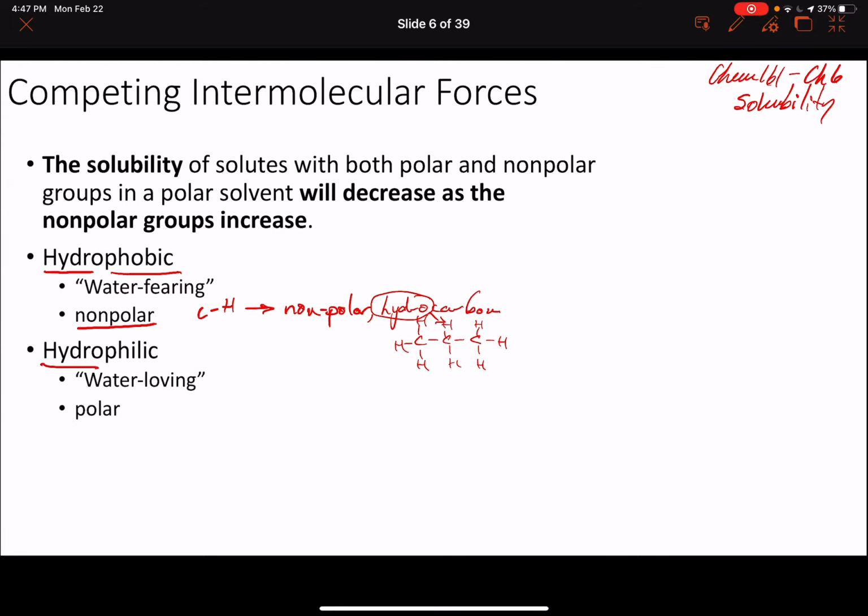Hydrophilic. Okay, philic means liking or loving. So here, hydrophilic would indicate water loving. And so this would be used to describe polar solutes or species that we're considering dissolving, or polar groups on molecules to help us there.